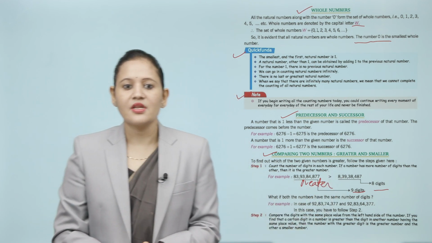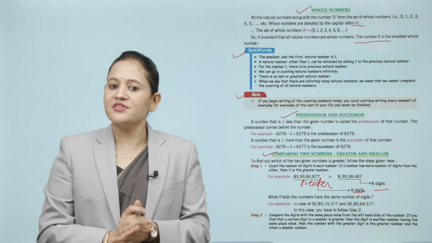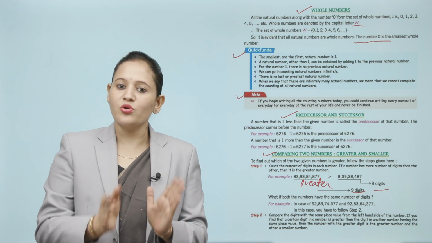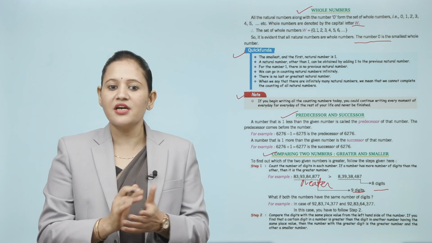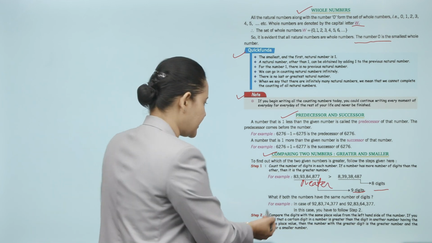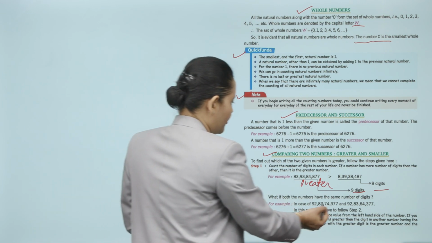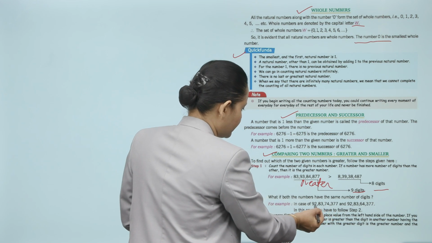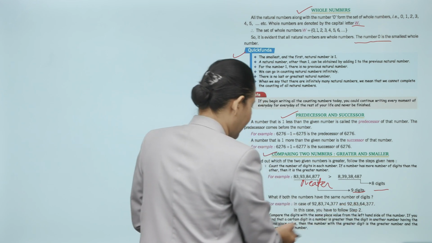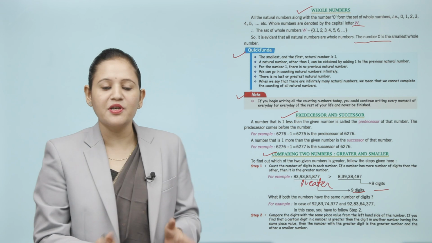Clear? What if both the numbers have the same number of digits? अगर दोनों नंबर में सेम नंबर ऑफ डिजिट होगी तो क्या करेंगे? फॉर एग्जाम्पल इन दिस केस दोनों में अगर हम देखें 9 digit. Both are 9 digit numbers. So in this case, what will we do?